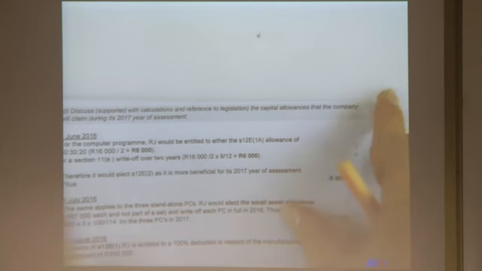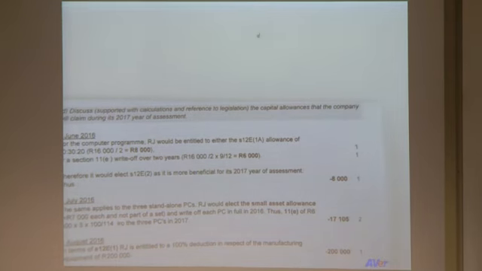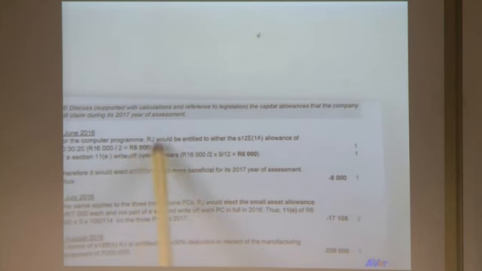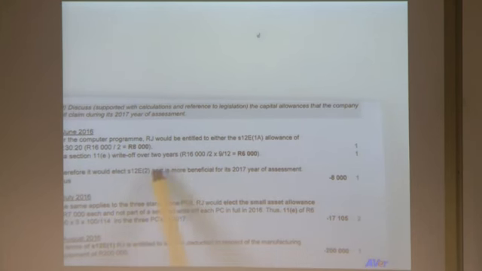Question 2D says, discuss the capital allowances that the company will claim during its 2017 year of assessment. Again, the reason why we give you specific information is because it actually has an effect on the tax consequences. We told you that this is a small business corporation. We didn't ask you to discuss that. We just asked what are the allowances that they will receive. So firstly, for the computer program, they will be entitled to either 12E. Then you calculate the 12E, you get 1 full mark, or they can get an 11E write-off of 6,000 Rand.